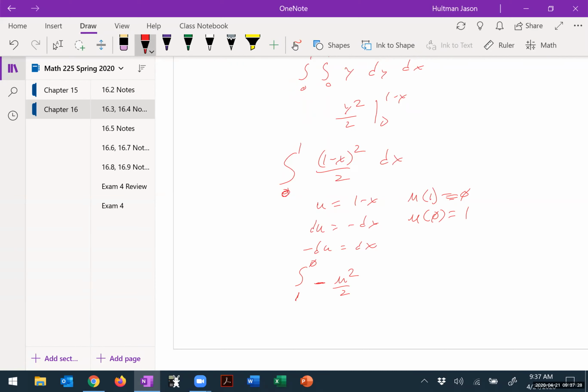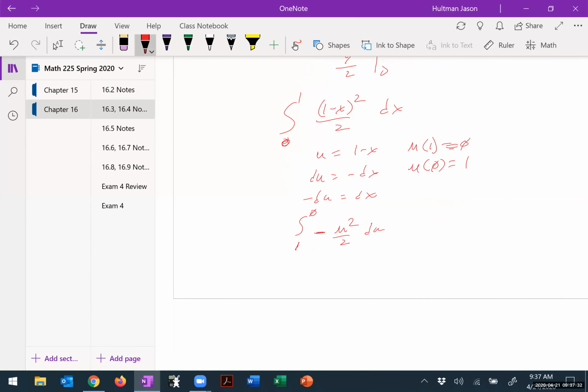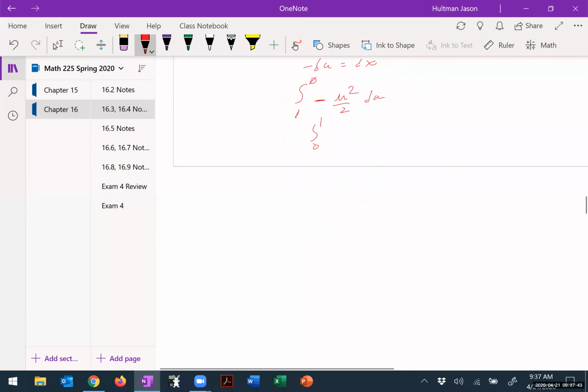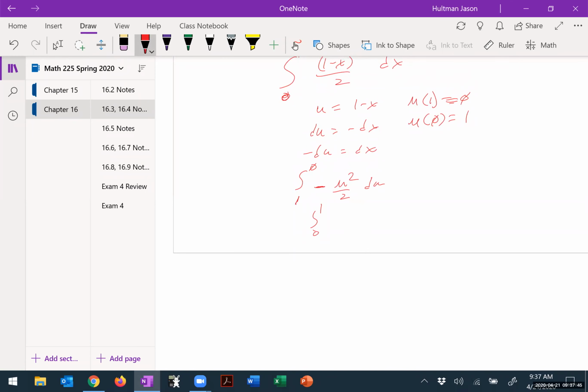Okay, negative u squared over 2 du. Well, I could reverse the limits of integration and get rid of the negative if I really wanted to. So this would be 0 to 1 of u squared over 2 du. This is going to be u cubed over 6 from 0 to 1, and then plug in the 1 and 0, we get 1/6.